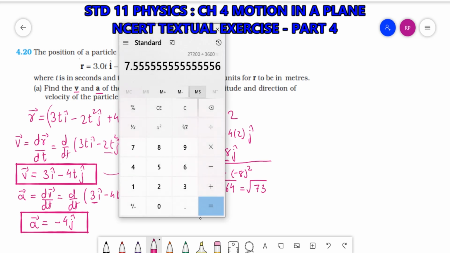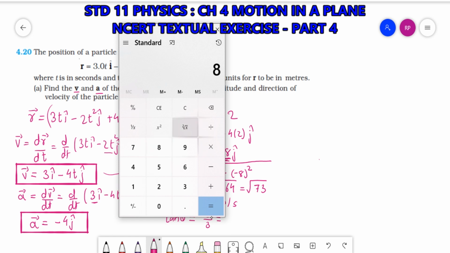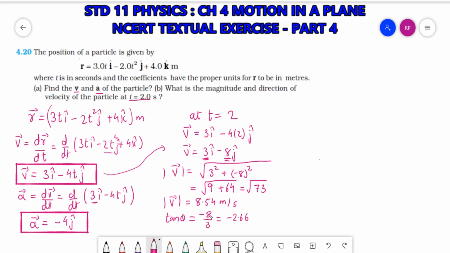So let's calculate. The square root of 73 is 8.544. So I will write down that the magnitude of velocity is equal to 8.54 meter per second. Clear? Now for direction, I need to find tan theta, that is equal to Vy by Vx. Vy, the y component, is minus 8, and Vx is 3. So minus 8 upon 3, which is minus 2.66.